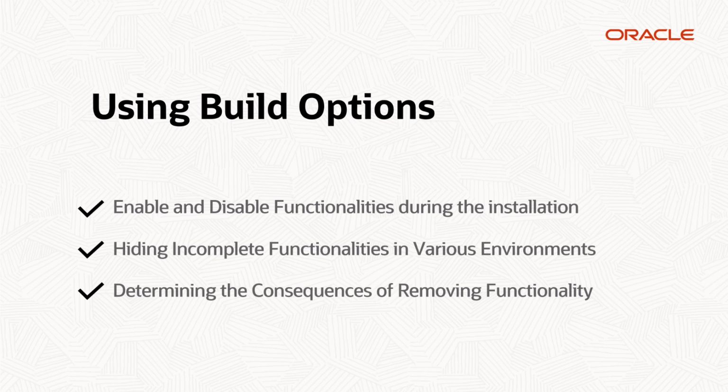The third scenario is determining the consequences of removing a functionality. If you have a functionality and you are not sure if you remove it, it will cause issues, then you can assign an exclude build option only to that functionality and see what would be the impact of removing it. If everything works fine, you can safely remove the functionality and the associated items. Otherwise, you can just remove the build option or change it to include.